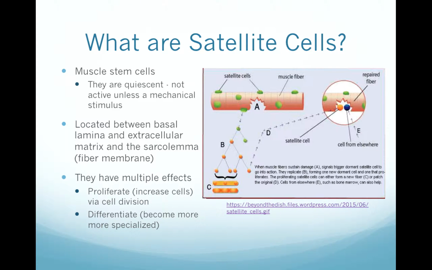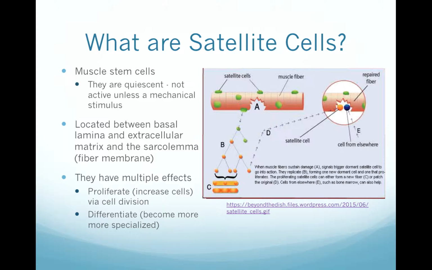So, what are satellite cells? They are muscle stem cells that are quiescent. This means they are not active unless they come across a mechanical stimulus, such as a resistance training program. Satellite cells are located between the basal lamina and the extracellular matrix and the sarcolemma, or the fiber membrane.